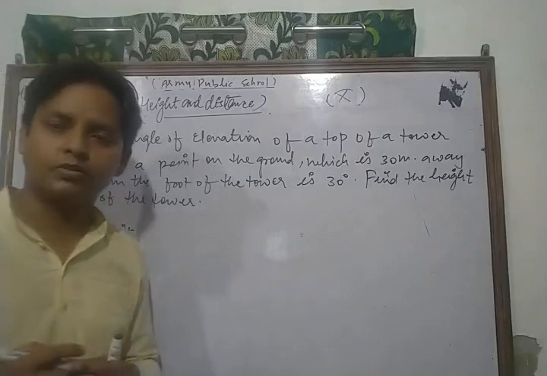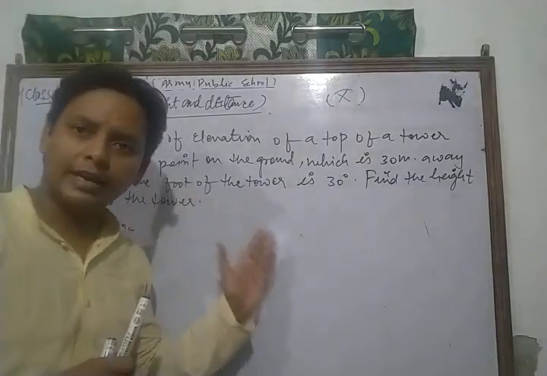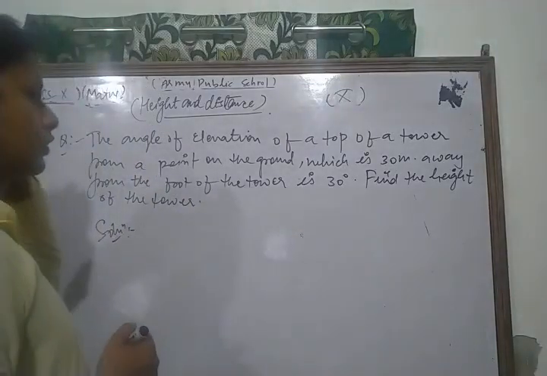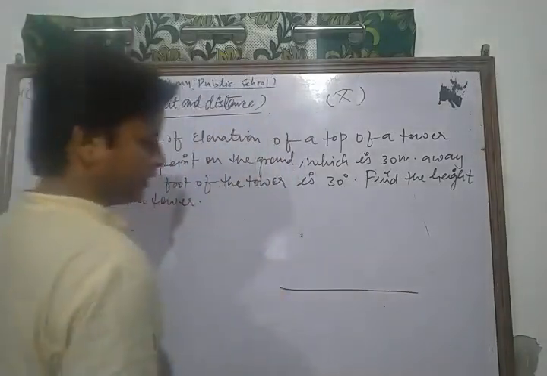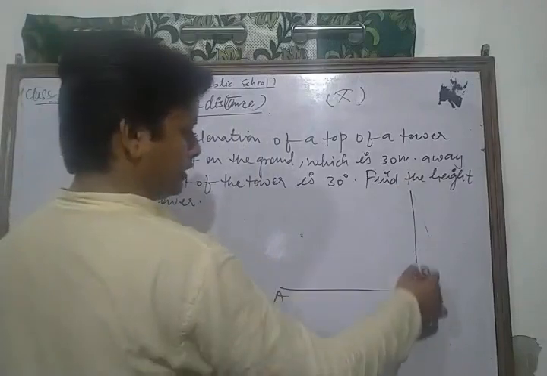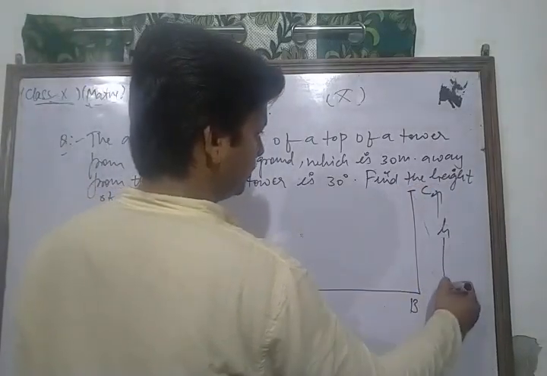This is the question, dear friends. This is a very important question. Now first of all, according to the statement, we draw the figure. After that we simplify it. The angle of elevation of the top of a tower from a point on the ground. So first of all we draw the horizontal surface. Let us take AB as the horizontal surface, and BC as the height of the tower. Let the height of the tower be h.